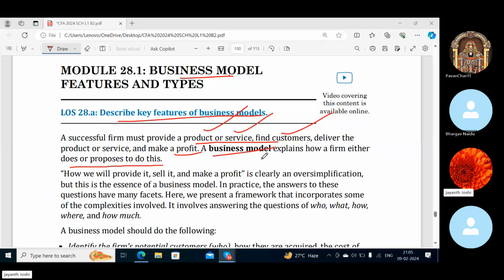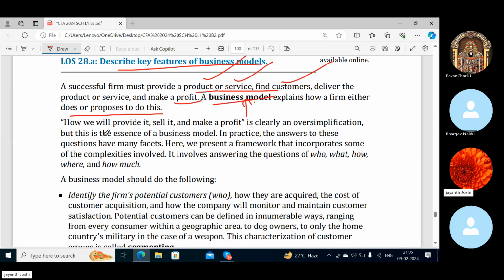So this business model explains how the firm does all this: providing a product or service, finding customers, delivering them the product or service and making profits. How they do this is well explained by the business model. How we will provide it, what product, sell it and make a profit is clearly an oversimplification, but this is the essence of a business model.